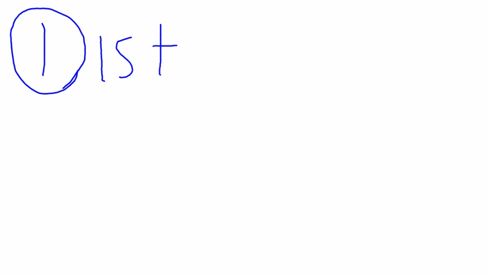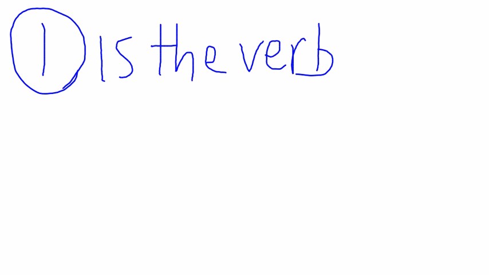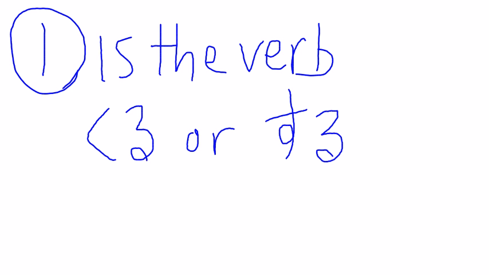The first question you want to ask yourself is: is the verb kuru or suru? If the verb is kuru or suru, it belongs to group 3. It's called a group 3 verb. Group 3 verbs are the irregular verbs.